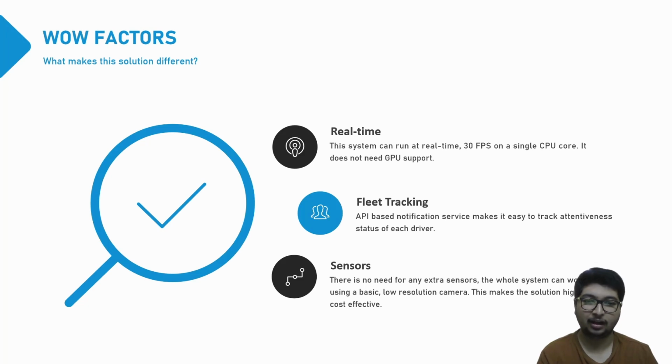So you can track whenever some particular driver is feeling drowsy or has taken a break. You get a notification on your phone telling you which driver has fallen asleep or which driver is drowsy, on which route he is going, what is his vehicle ID, what is his name, and so on.